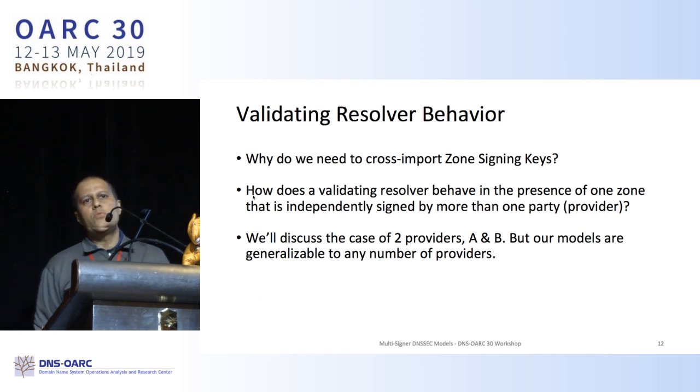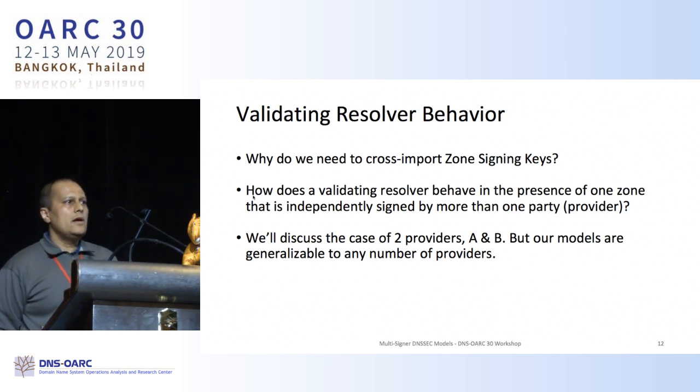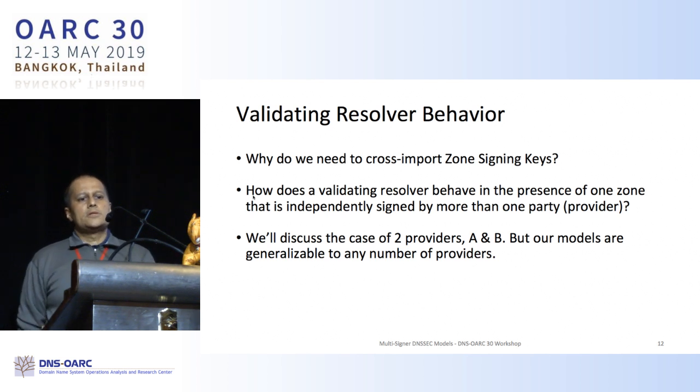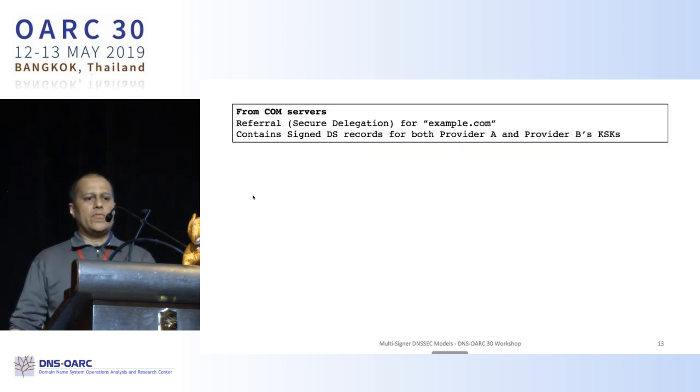So the easiest way to understand this is to consider the behavior of a validating resolver in the presence of a zone that is independently signed by multiple providers. So let's take an example zone, let's say example.com, and the case of two providers A and B. Just for simplicity, our model is generalizable to any number of providers. So the first thing that has to happen is that we get a referral, a secure delegation from the parent zone, from the COM servers to example.com. And this contains signed DS records probably pointing to both providers' key signing keys.